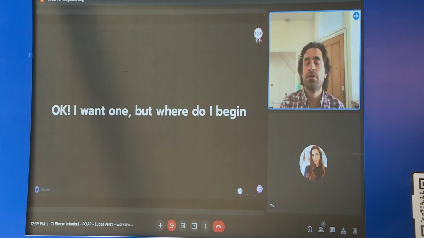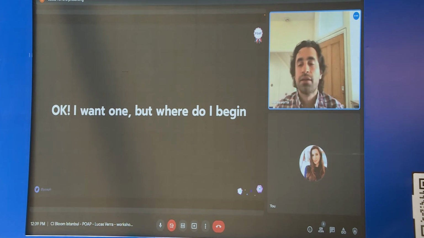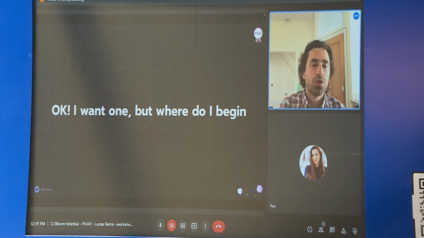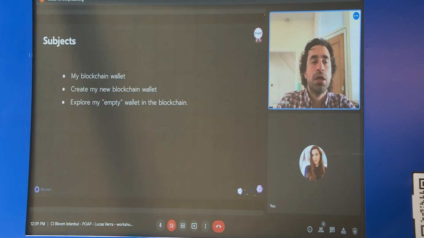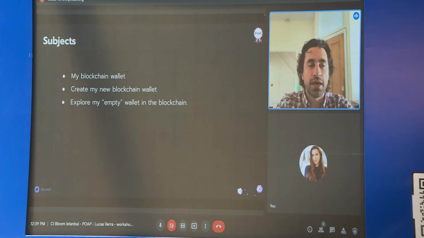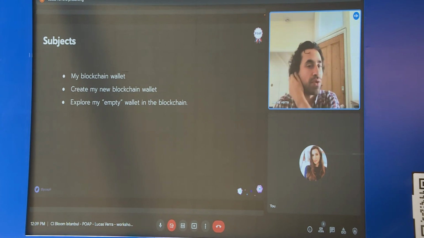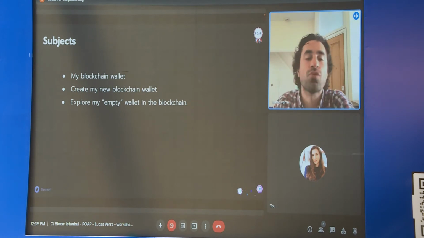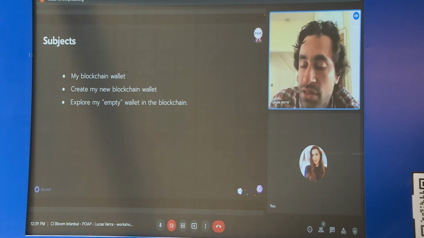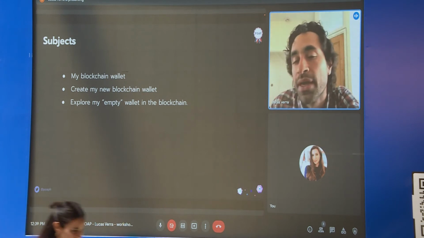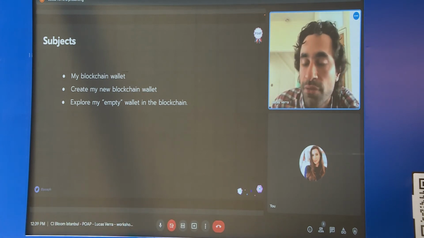Okay, and now that you have a bit of theory, that at least you have some basics, we'll start doing a bit of practice. We're going to start by creating a wallet. We'll create a new blockchain wallet, and then if we have time, we'll explore it and see that there's nothing in it because it's new. But do not fear, because we will be putting something in the wallet very soon after that.